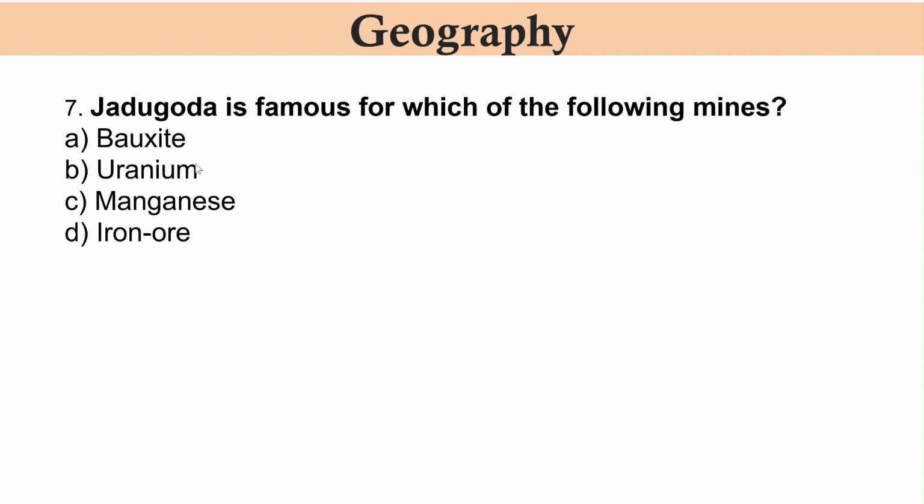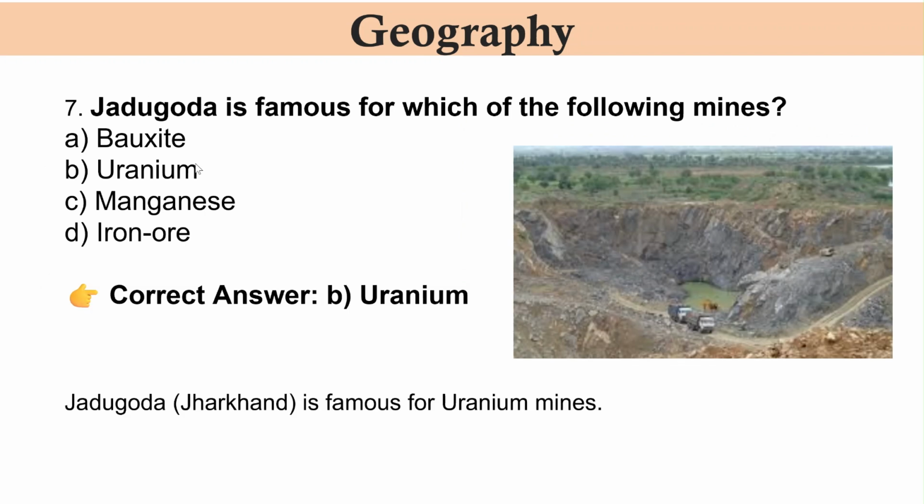Next question is, Jadugora is famous for which of the following mines? A. Bauxite. B. Uranium. C. Manganese. D. Iron ore. The correct answer is B. Uranium. Jadugora, Jharkhand, is famous for uranium mines.